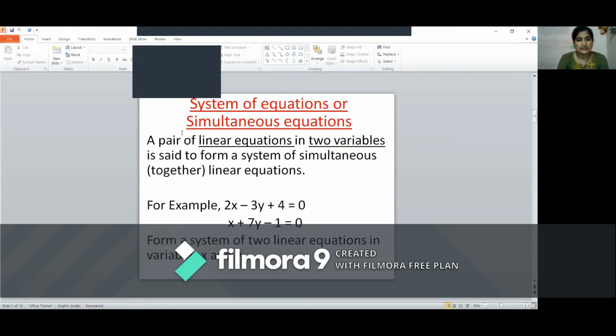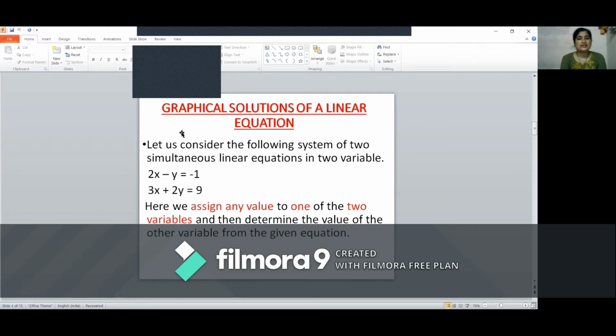So let's see the graph method to find the solution of such a system of linear equations. Let's see the graphical solution of a linear equation.